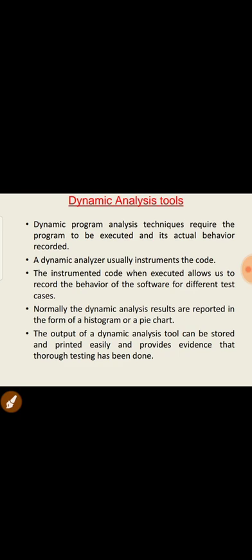Instrumenting code means we add some extra code in our program, and then we execute it to check the behavior of the software, meaning to check whether all the features and functionality of the software are working correctly. This is all done automatically by using an automatic tool. There is one automation tool, Selenium. Selenium is one example of dynamic analysis tools.